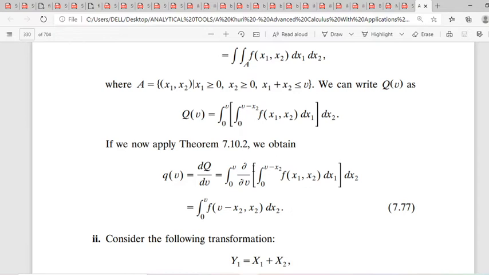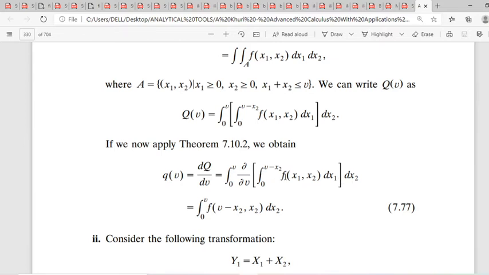That is equal to the integral. We can differentiate the integration, based on the theorem we have discussed in 7.10.2, interchange of integration and differentiation. So, integral 0 to v, dou by dou v of the integral 0 to v minus x2, dou x1, f of x1 comma x2 dx1 dx2.